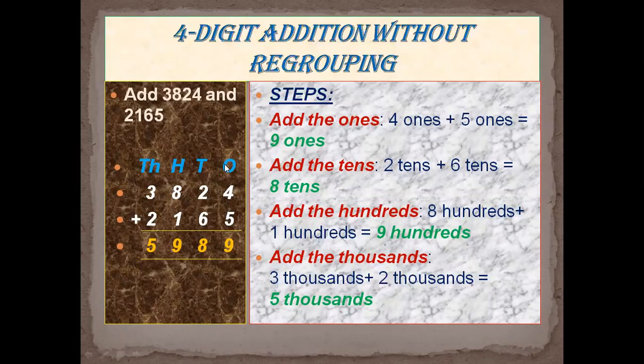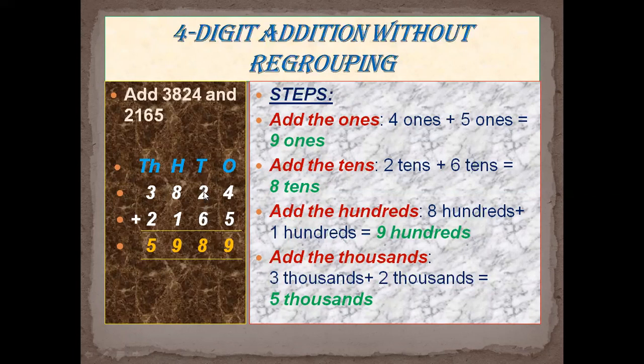See here, in the ones place 4 and 5 are there. How can we add these numbers? First we keep 4 in our mind and take 5 in our hand. After 4, we count our fingers: after 4, 5, 6, 7, 8, 9. So 4 plus 5 equals 9, and then we add the tens place digits, 2 plus 6.